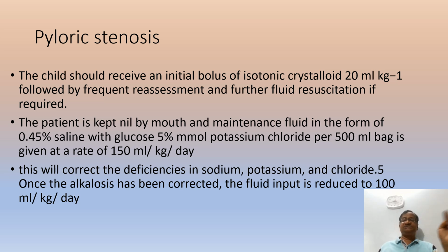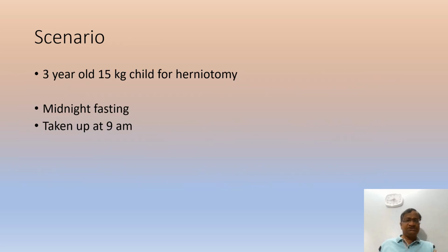Once the alkalosis is corrected, the fluid input is reduced to 100 ml per kg per day. Give a bolus, and you may give up to 150 to 170 ml per kg per day. Then if the alkalosis is corrected, get down to 100 ml per kg. Why I am very particular about this is that pyloric stenosis is a medical emergency, not a surgical one. We need to treat, but you don't need to put the knife immediately. Correct your sodium, potassium, alkalosis. Give a 20 ml per kg bolus, then 150 to 200 ml per kg per day. Then slowly come down to 100.